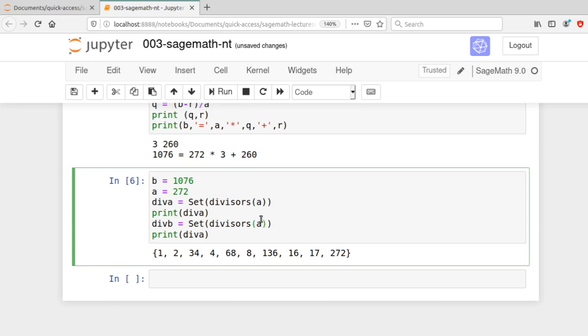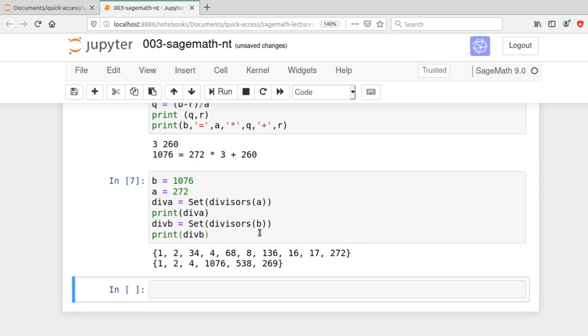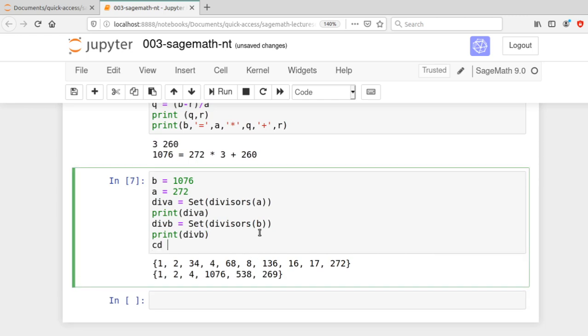Set of all divisors of a, and print the set of all divisors of b, and the result is shown. Now we find the intersection of these two sets. How do we find the intersection?